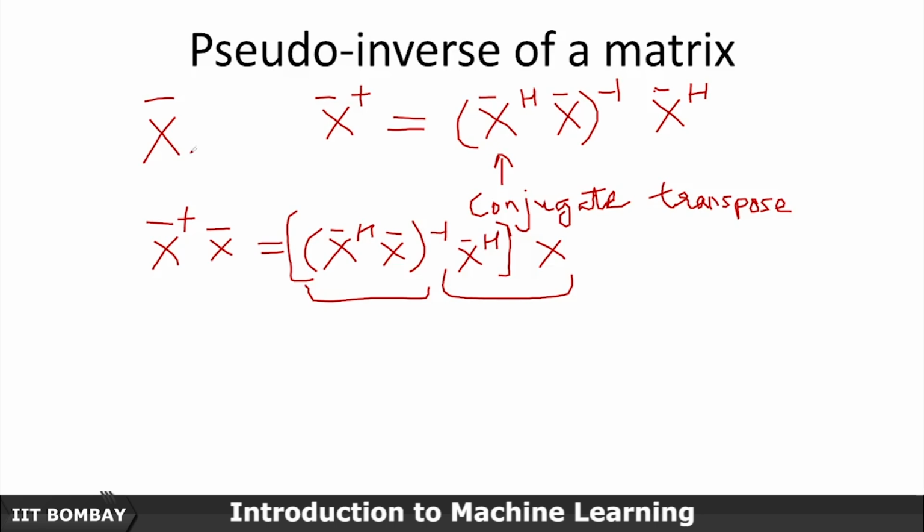So, here x could be of size m cross n, and obviously your conjugate inverse is of size n cross m. Okay. So, when you multiply both of these, what you will get is equal to I, which is n cross n.